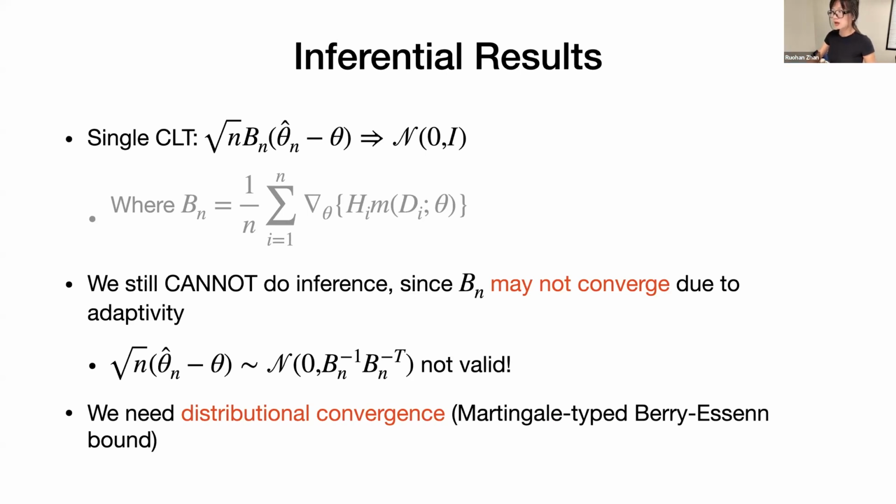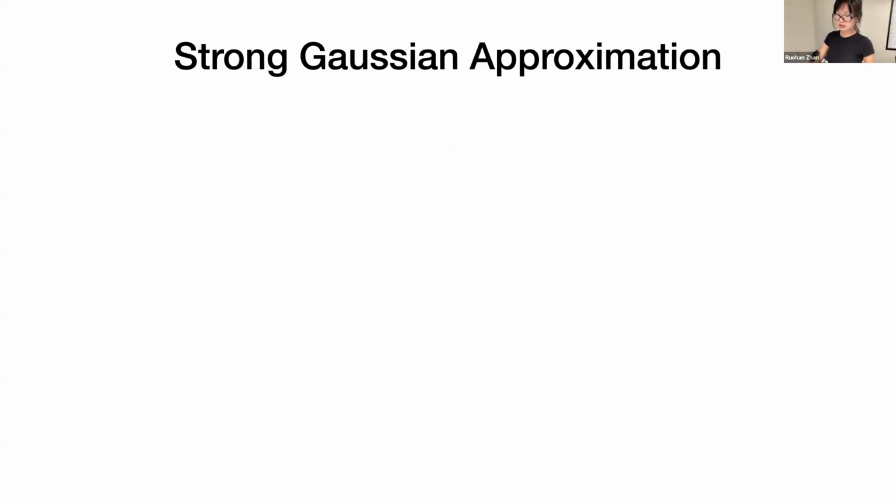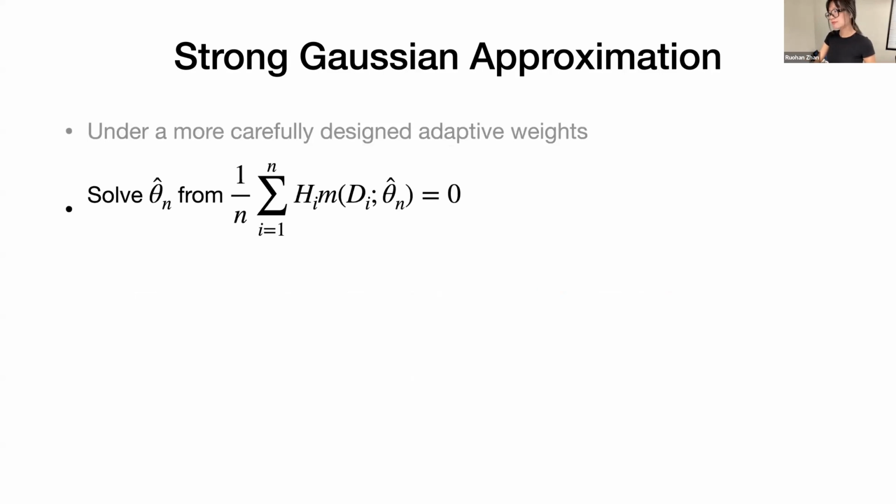So basically, for the CLT, the left-hand side, the standardized statistic, has some distribution, and the right-hand side is the standard normal, right? The Berry-Esseen bound essentially tries to quantify the distance between these two distributions, and also how fast these two distributions come closer to each other. This is the distributional convergence we try to achieve here, and this will give us the strong Gaussian approximation result.